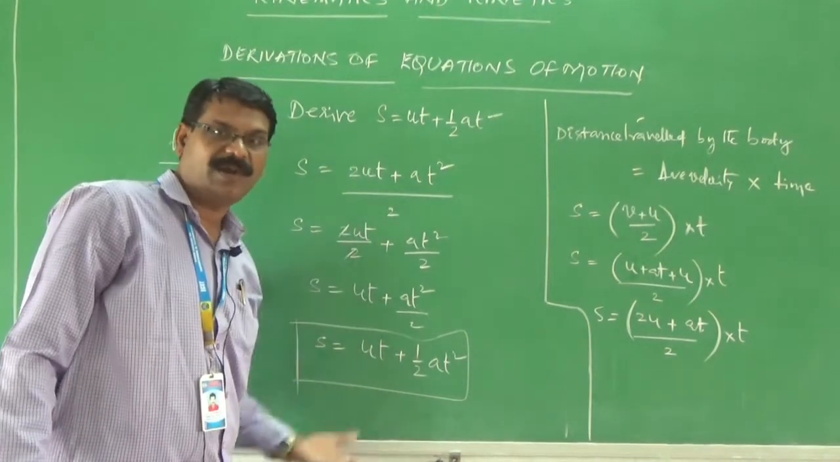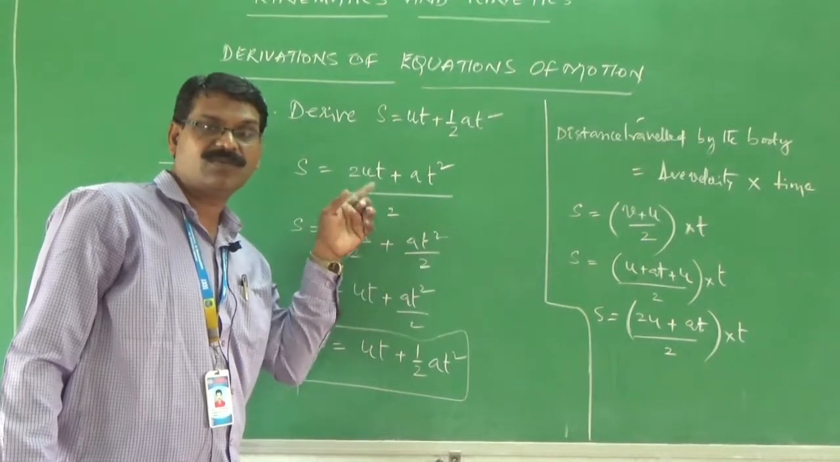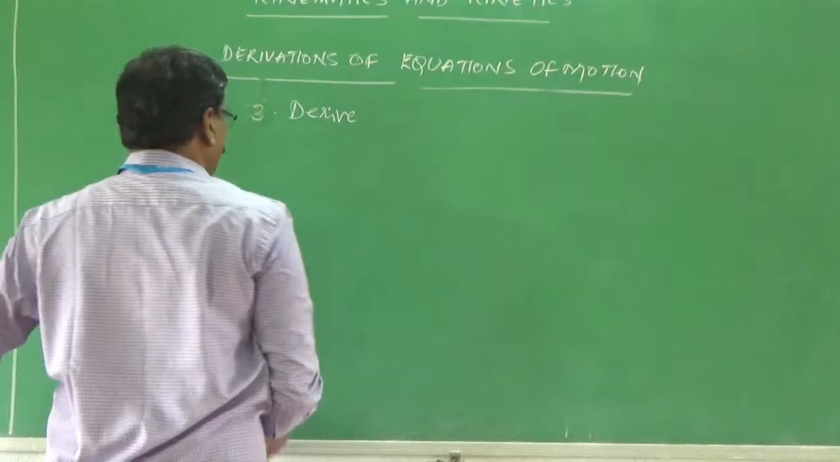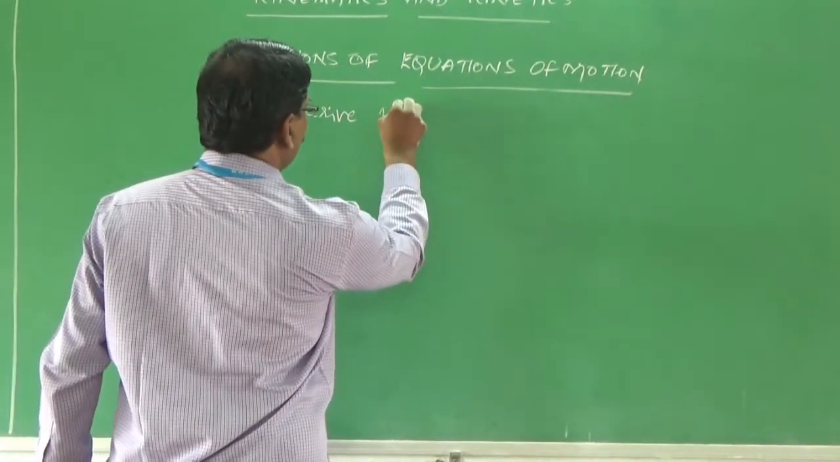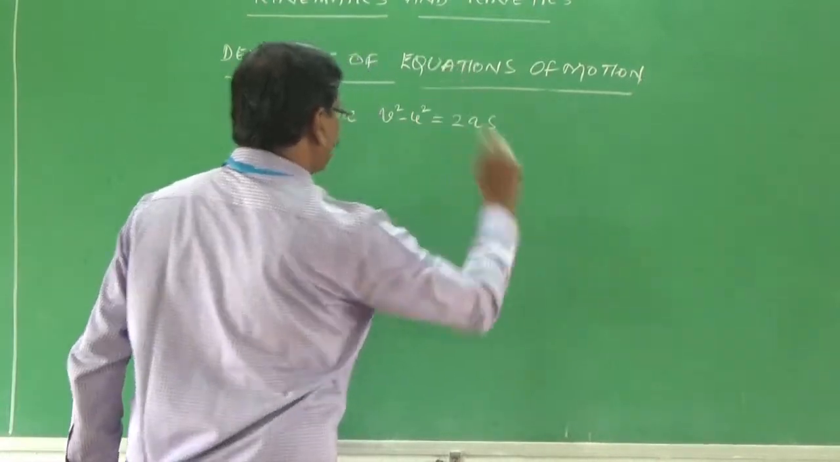Similarly, in the same pattern, we are going to derive the third equation of motion under gravity, which is known as v square minus u square is equal to 2as. Let us see this. The third one: derive v square minus u square is equal to 2as.